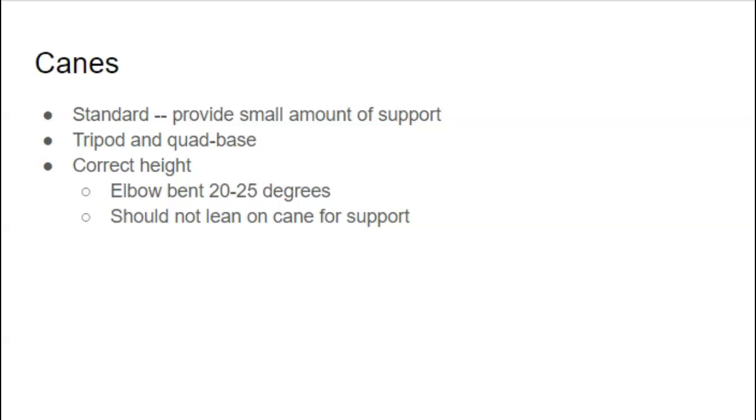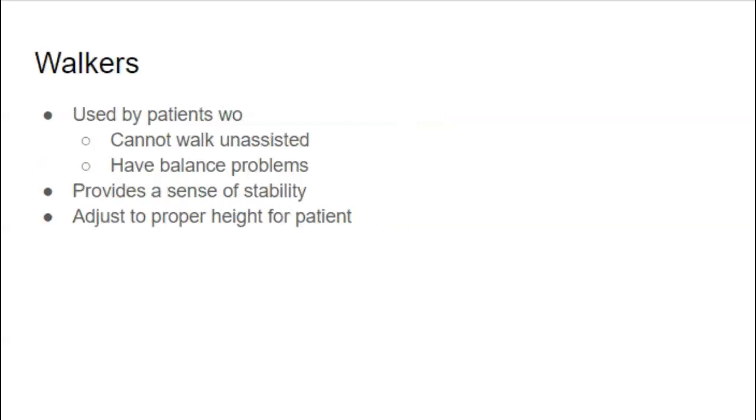So you want to make sure it's the correct height. You want to bend your elbow to about 20 to 25 degrees, and you shouldn't lean on the cane for excessive support. It's just supposed to help provide extra support if one side of your body is a little bit weaker, the muscles are weaker. Okay, and so you wouldn't want to put somebody that's non-weight bearing on one to be using a cane. These are frequently just older individuals whose musculature isn't as good, or even post-stroke where one side is weaker than the other. A cane can be appropriate.